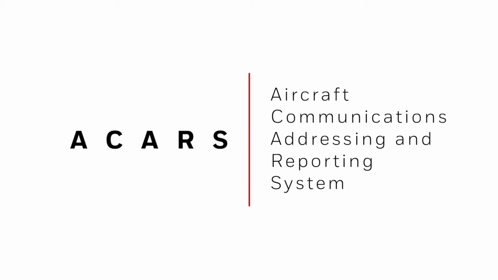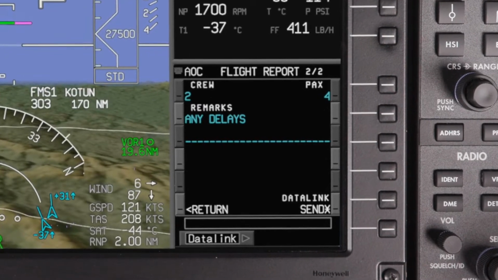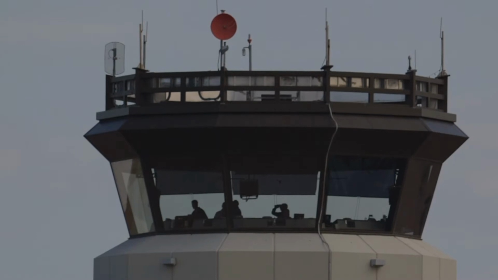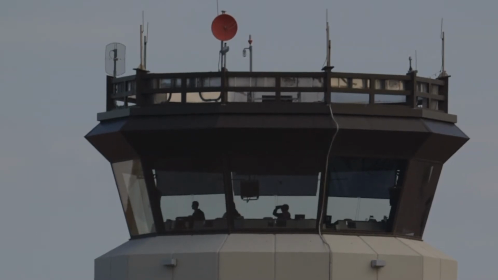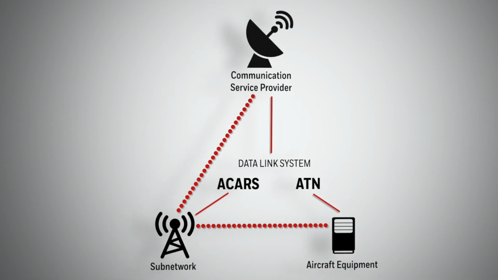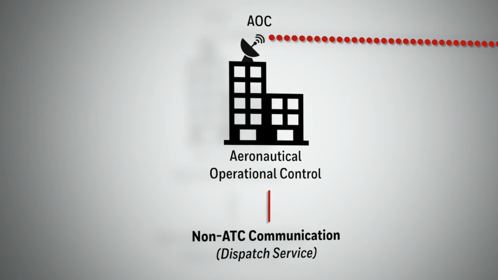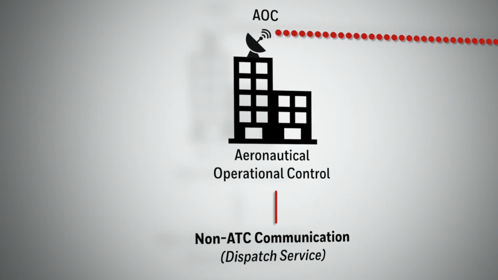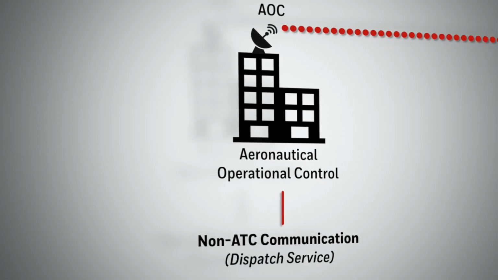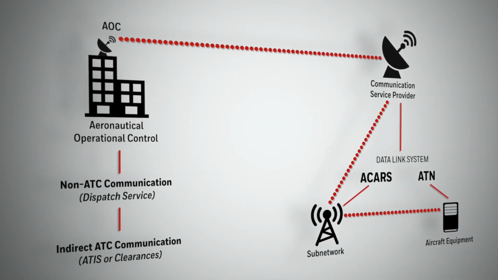An example of a Datalink network is ACARS, which stands for Aircraft Communications Addressing and Reporting System. Many pilots are familiar with ACARS as it has been in use for years for communicating with aircraft operators and certain air traffic services. ACARS is normally used to communicate with Aeronautical Operational Control, or AOC. AOC is the term used for a ground-based station other than air traffic control. An example is a dispatch service, but can also include certain ATS functions such as ATIS and clearances.